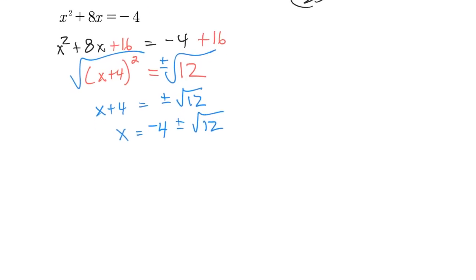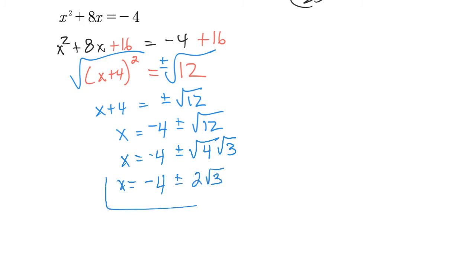But one thing you can do with the 12, again, this is the irrational or the radical kind of questions. 12 is the same thing as 4 times 3. So you'd probably want to simplify that. Square root of 4 is 2, so 2 root 3. So for an exact value, I would say my x-intercepts are negative 4 plus and minus 2 root 3.